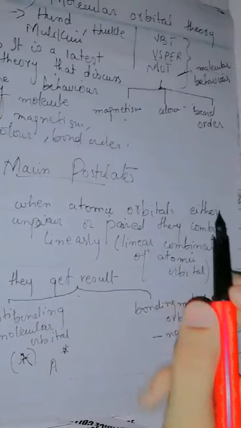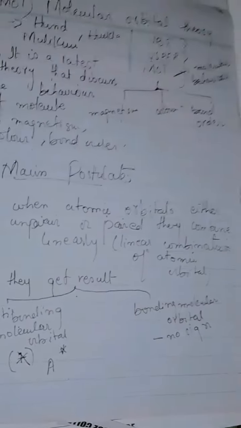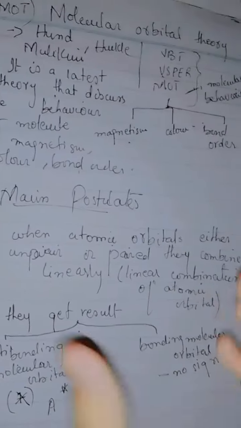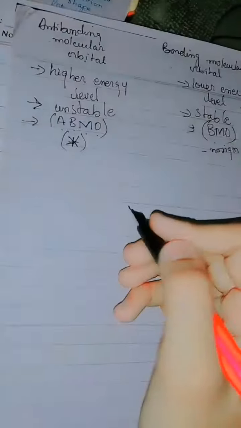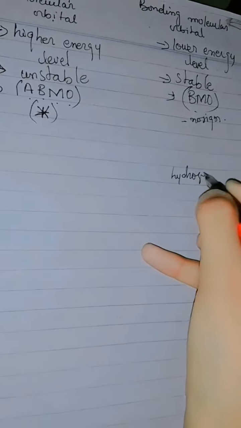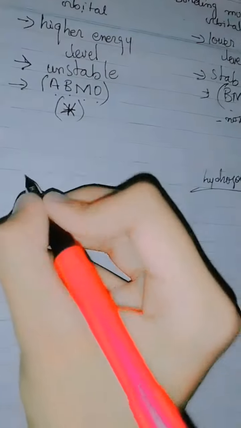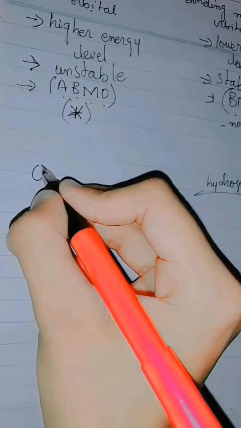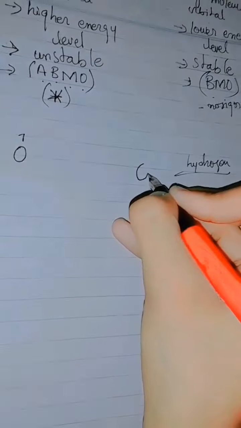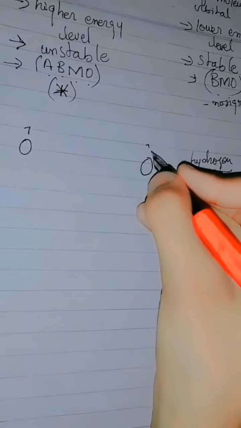Now let's talk about the first postulate that I have discussed, that when atomic orbitals either unpaired or paired combine linearly, they get a result. Now talking about the structure of these atomic orbitals. For example, take the hydrogen atom. There will be one orbital of hydrogen that will be clockwise, and a second orbital that will be clockwise.